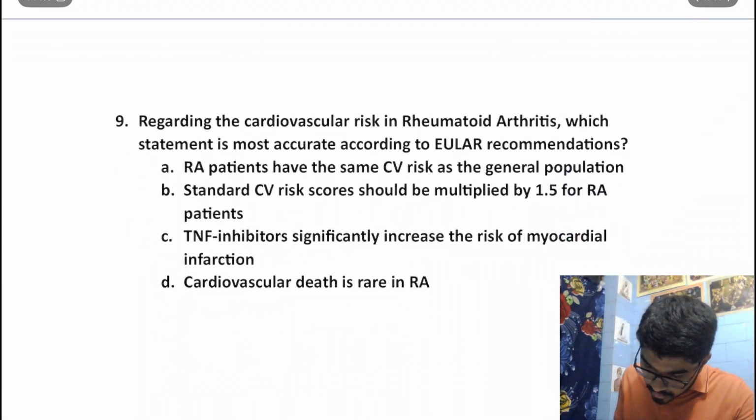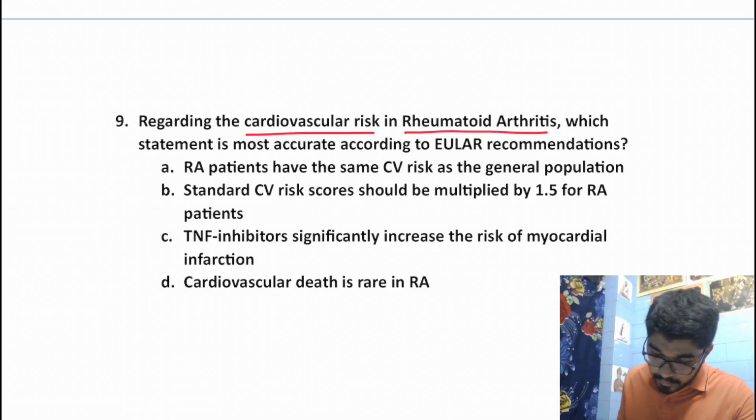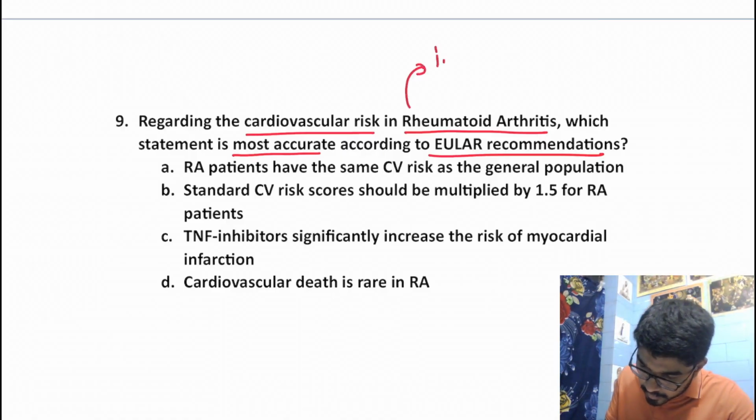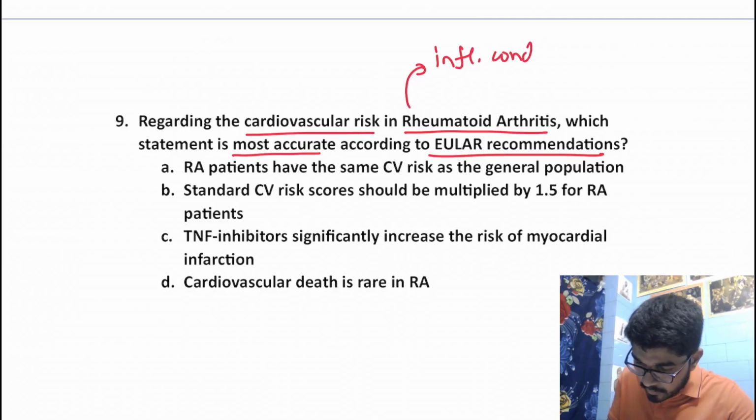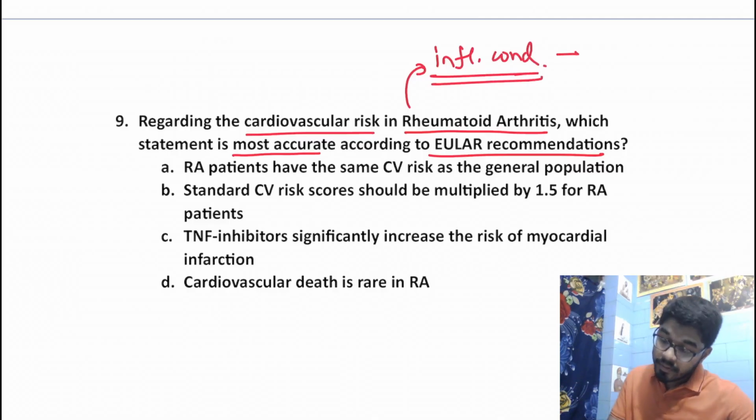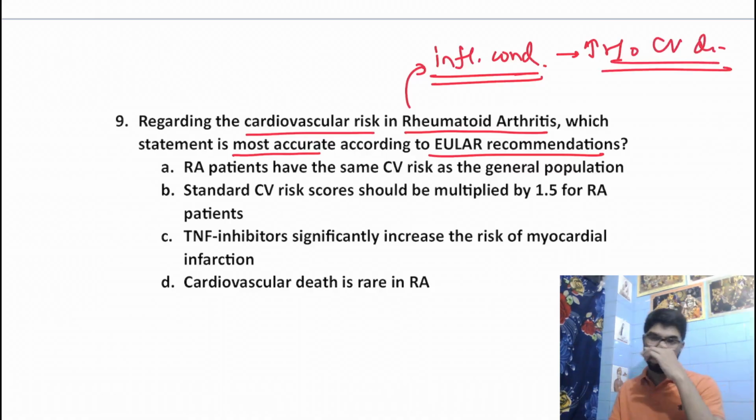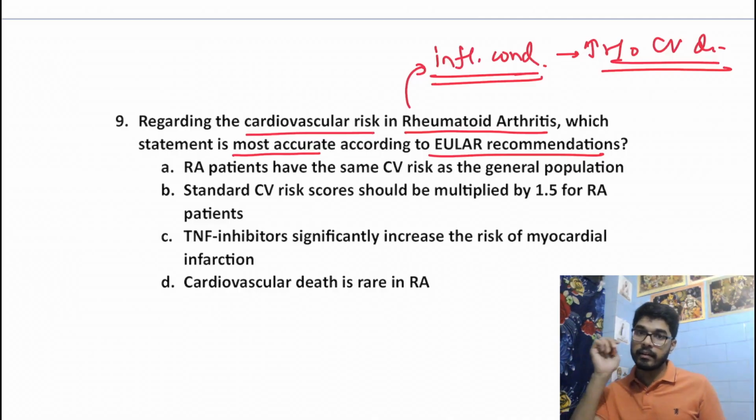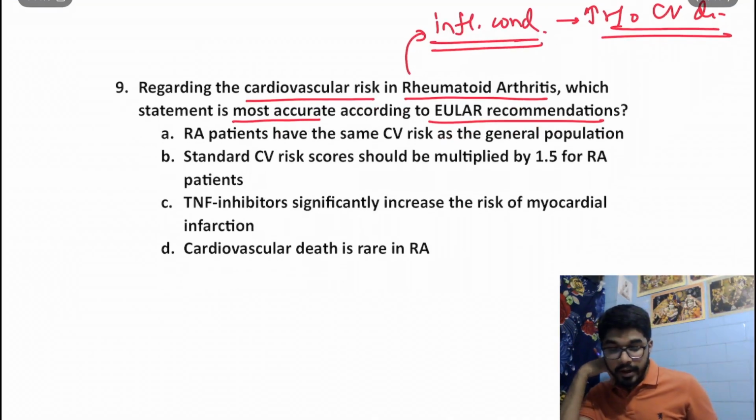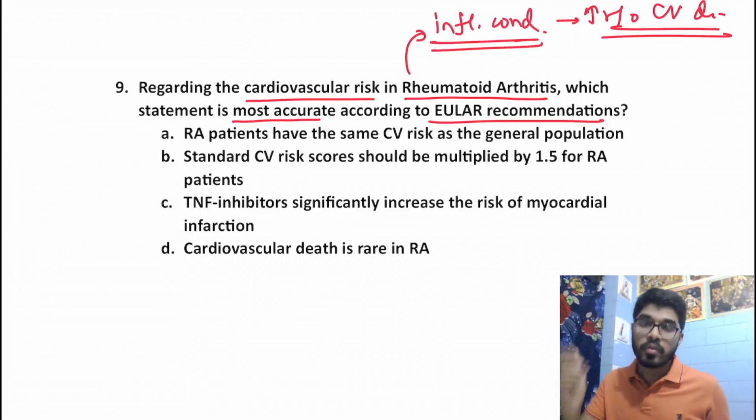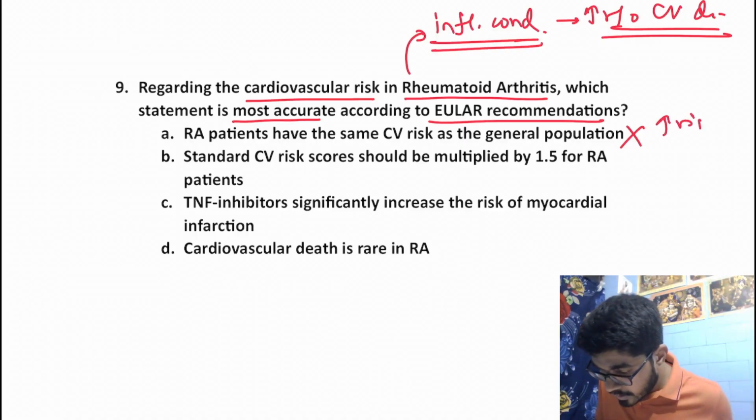Regarding the cardiovascular risk in rheumatoid arthritis, which statement is most accurate according to the EULAR recommendations? Remember that we all know that rheumatoid arthritis is an inflammatory condition. So there is an increased risk of cardiovascular disease in rheumatoid arthritis. This is the baseline thing that we know. Now let's have a look into the options. Rheumatoid arthritis patients have the same cardiovascular risk as general population. That's a false statement. There is an increased risk.